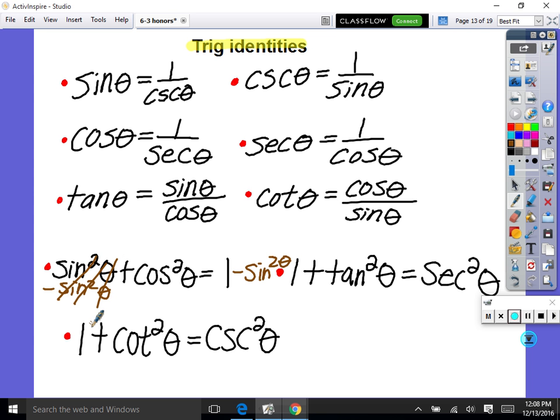Do you see what I'm saying? So a trig identity: cosine squared theta is the same thing as 1 minus sine squared theta. Does everybody see? And vice versa. Okay, here we go.